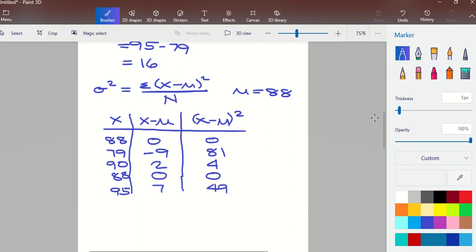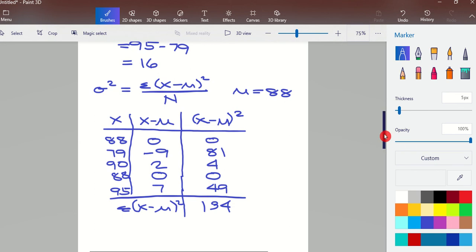Okay, since the one required in our formula is the summation of x minus mu raised to the power of 2, so we will get the sum of the x minus mu. So let's have the summation of x minus mu squared. So we need to add 81 plus 4 is 85 plus 49 is 134. Okay, now that we have the summation, we will substitute this value to our formula.